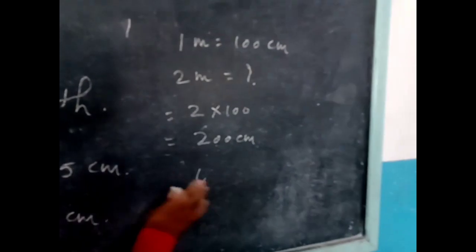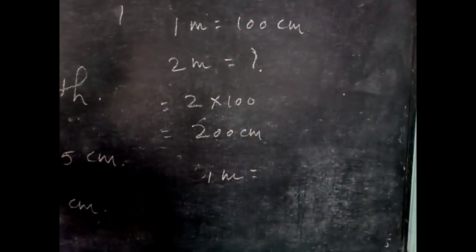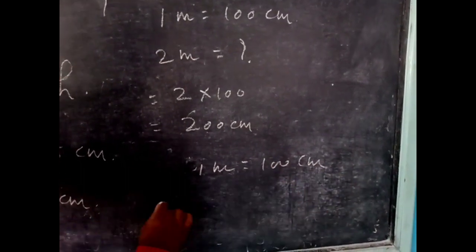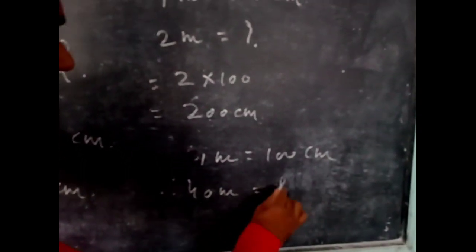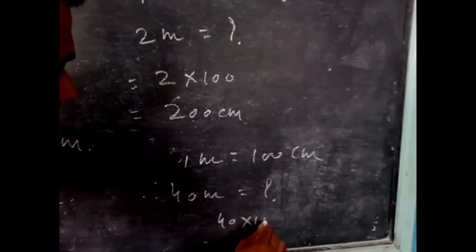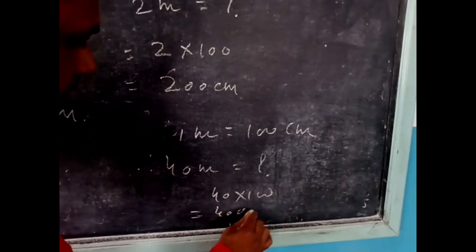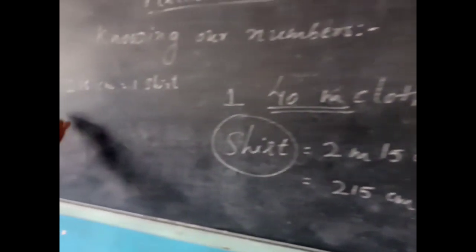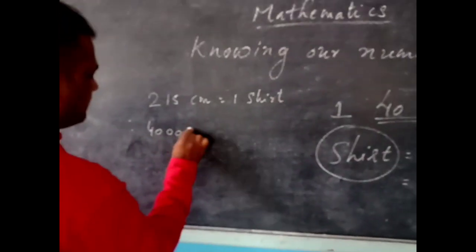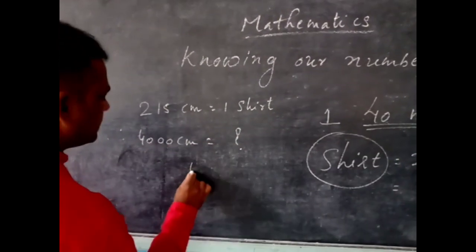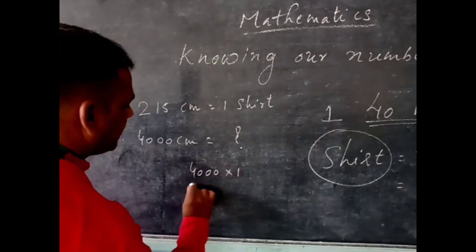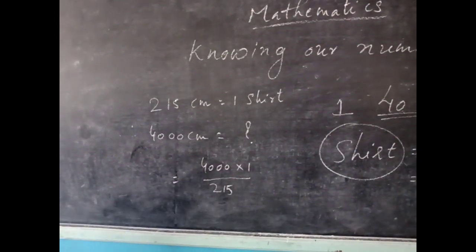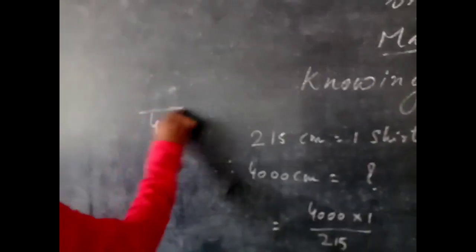40 meter. 1 meter is equal to 100 centimeter. Therefore, 40 meter is equal to 40 multiply 100, which is 4000 centimeters. So like this, first of all, we have to make equal units. Is equal to 4000 multiply 1 upon 215. Just do the division.